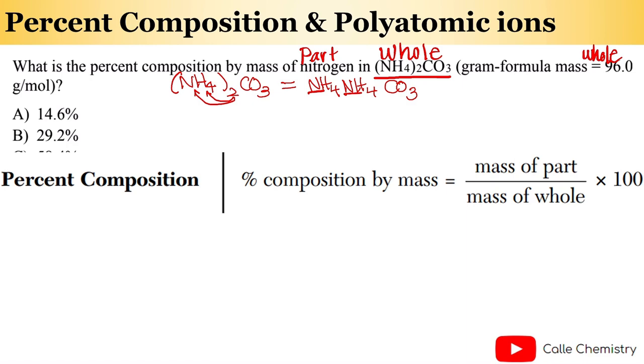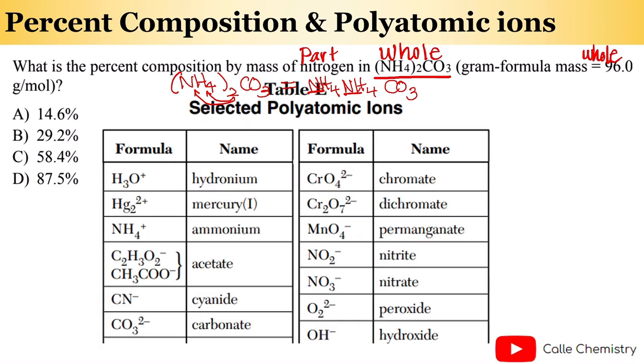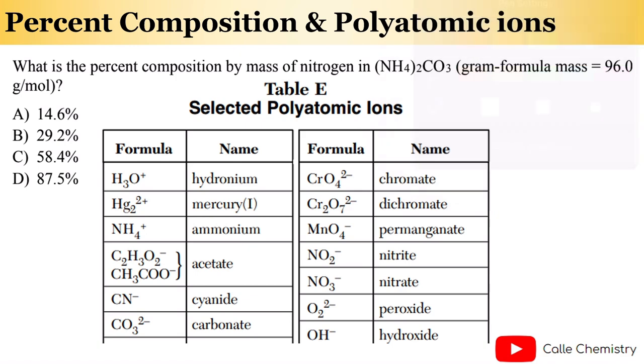Now I want to move on to the polyatomic ions that were given in this problem. So in this problem, we're given NH4 and we're given CO3. So I'm going to clear my markings for a second. NH4 and CO3. If I go to table E, I don't have to memorize these polyatomic ions. Table E gives me the name and the charges of each.